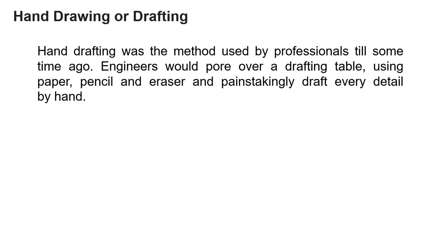Hand drafting was the method used by professionals till some time ago. It means the beginning of the industrial age and the beginning of the steel ages. Engineers would pore over a drafting table using paper, pencil, and eraser. These are the main tools we use for hand drawing. We can differentiate hand drawing into two: 2D and 3D or isometric.